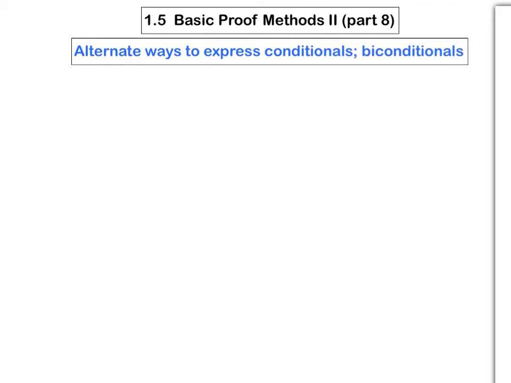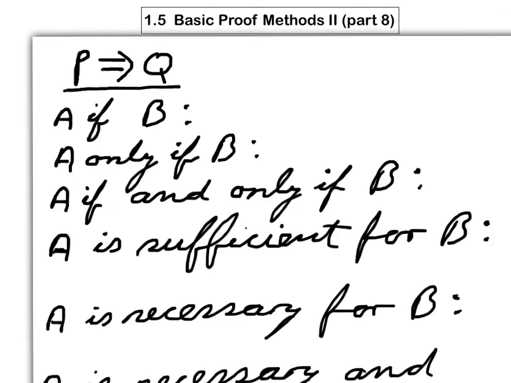I wanted to say a little bit about alternate ways to express conditional statements and also talk a little bit about biconditional statements and how you prove them. Okay, let's start with a conditional statement, P implies Q, and suppose that that happens to be true. Then the moment P is true, Q has to be true as well. So you can think of that somehow as P causing Q to be true. The truth of P somehow forces the truth of Q.